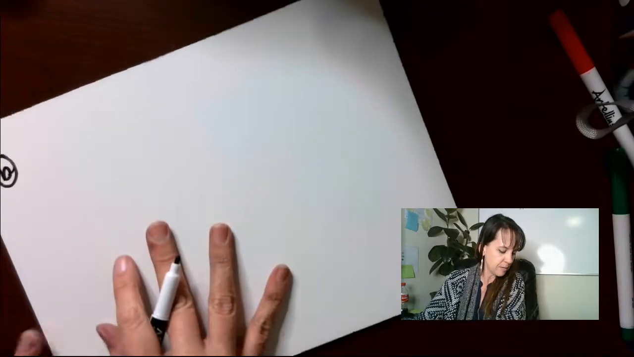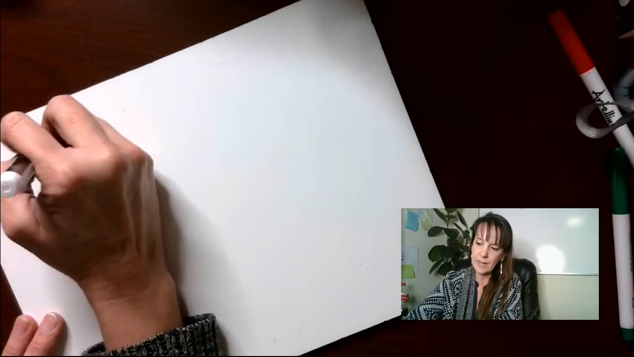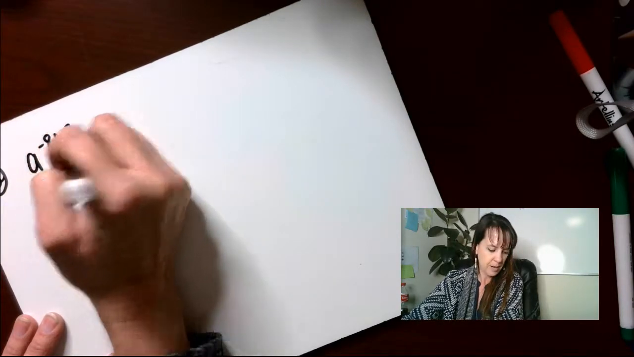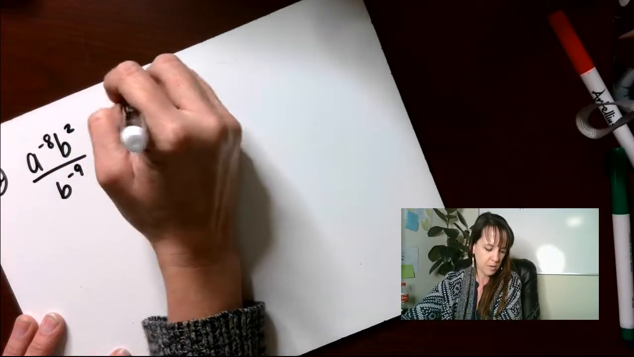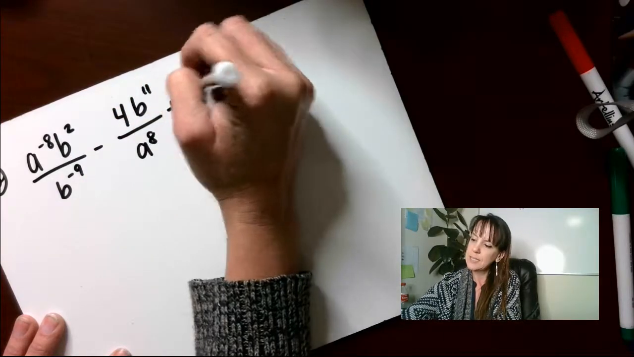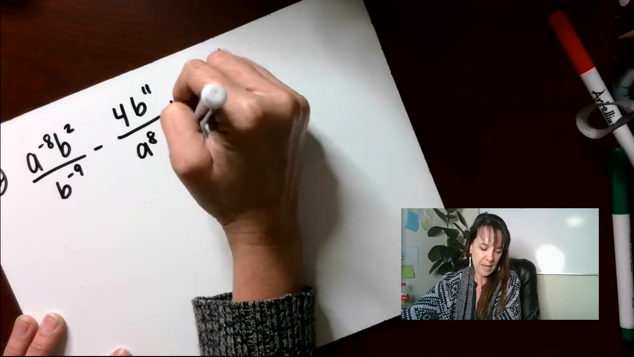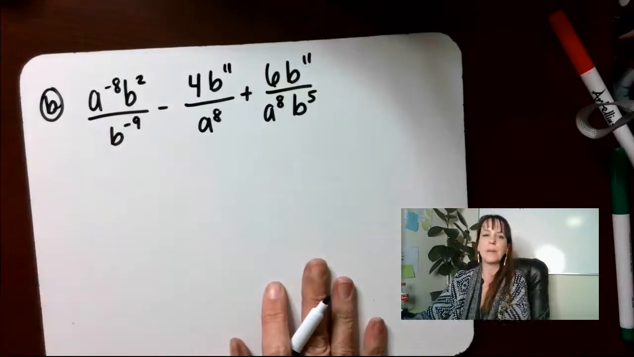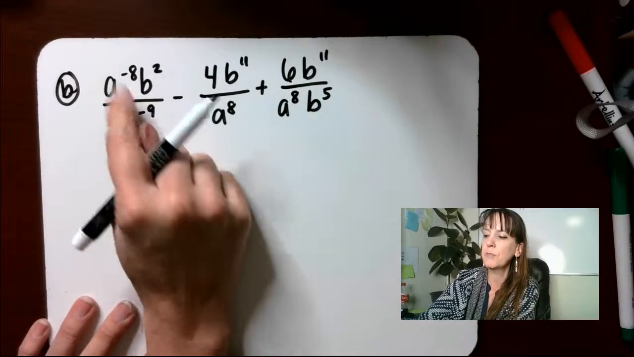All right, so for B. I just lost my place. There we go. Let me write this down. A, negative 8. B, 2. B, negative 9. Minus 4. B, 11. A, 8. Plus 6. B, 11. A, B, 5. Okay, so for these guys, let's first flip these things around.